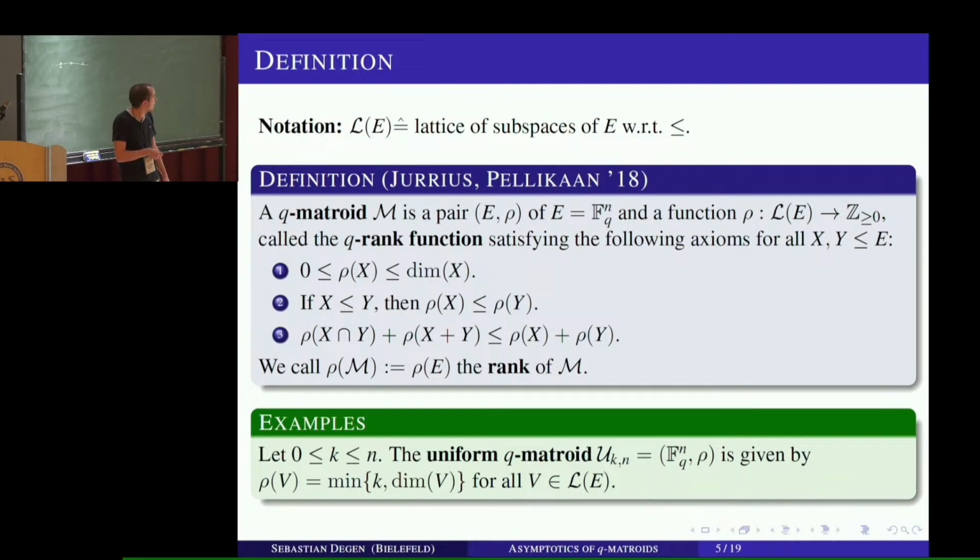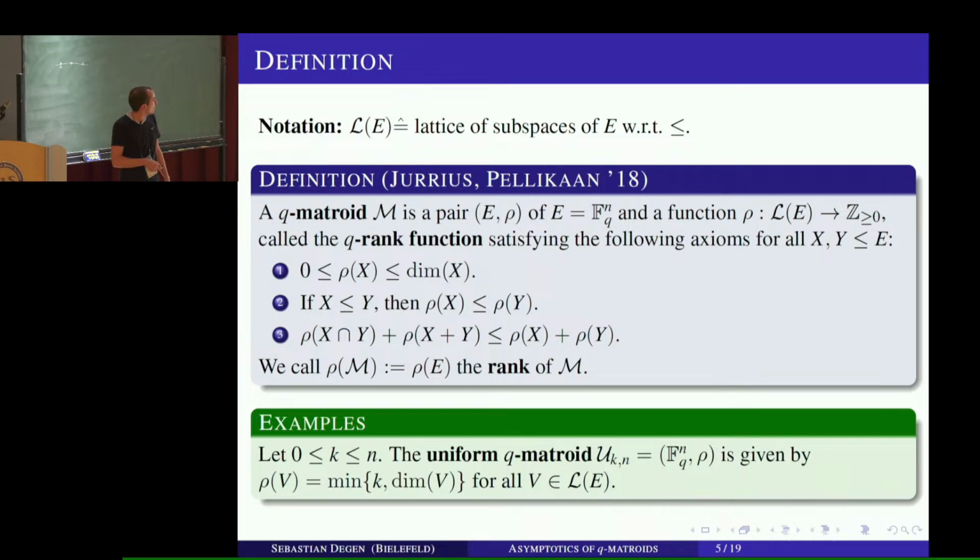So the first is that the rank of every subspace should be bounded by its dimension. Then the second one is that whenever we have a subspace inclusion, X into Y, the rank function should reflect this inclusion, meaning that the rank of X should be smaller or equal to the rank of Y. And lastly, there's the so-called semi-modularity property, just saying that the rank value of the intersection and of the vector space sum should be always smaller or equal to the sum of the ranks of the individual subspaces.